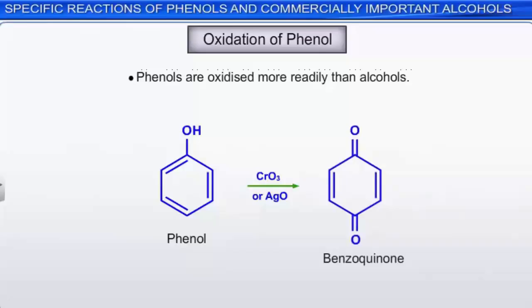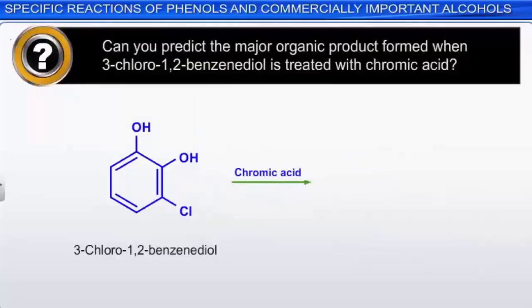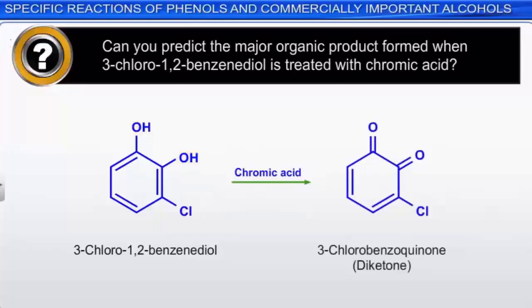Can you predict the major organic product formed when 3-chloro-1,2-benzenediol is treated with chromic acid? Since 2 hydroxyl groups are present, both will be oxidized into ketones. The double bonds need to be rearranged to make the diketone.